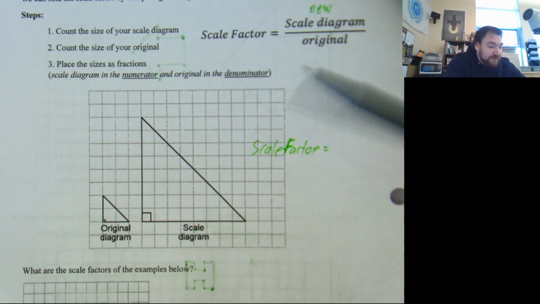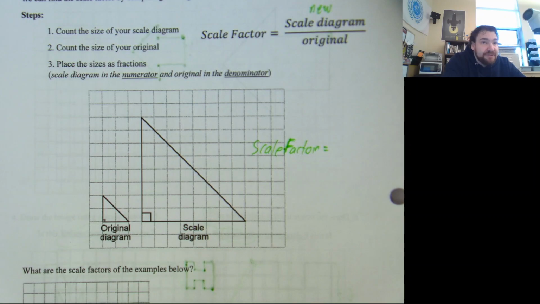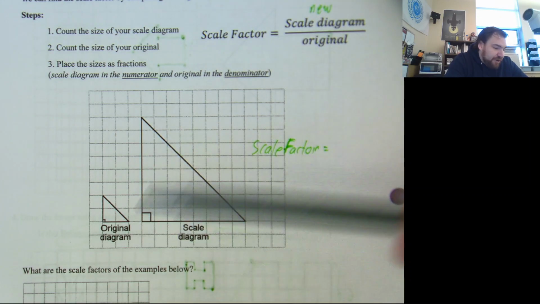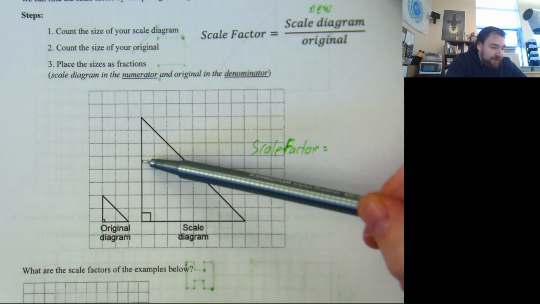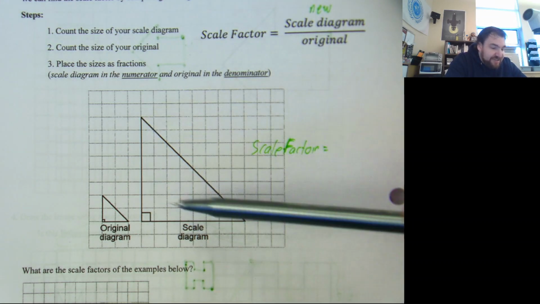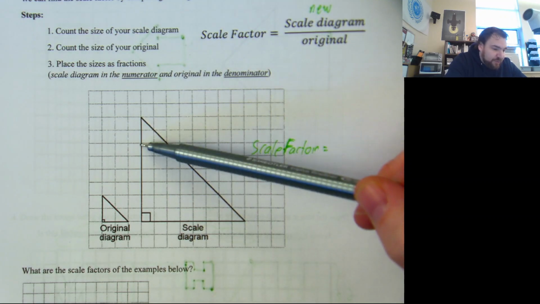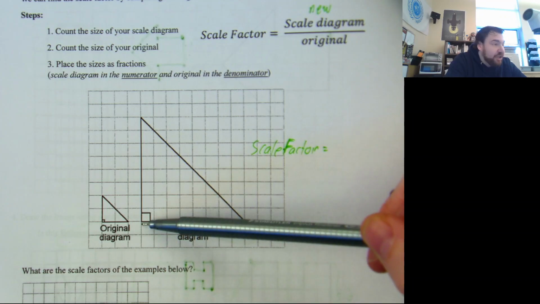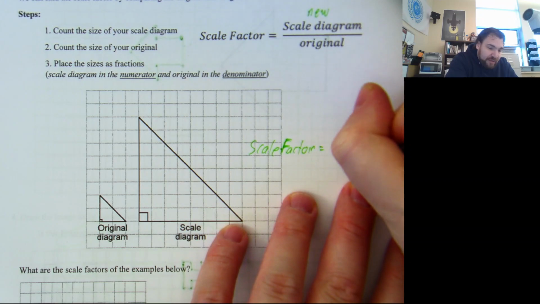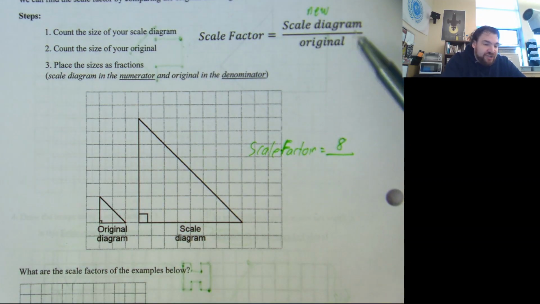Actually, it doesn't matter what side we take a look at. Some are easier than others. I would recommend avoiding anything diagonal. So I've got two triangles. I could look at the height or I could look at the base. It doesn't matter. I'll take a look at the height. So this, in the scale diagram, it's 1, 2, 3, 4, 5, 6, 7, 8 long. So that becomes the numerator of our fraction. That's the length in the scale diagram.